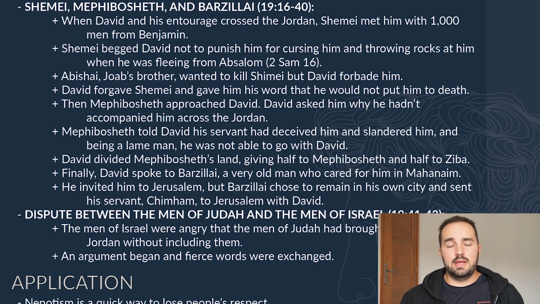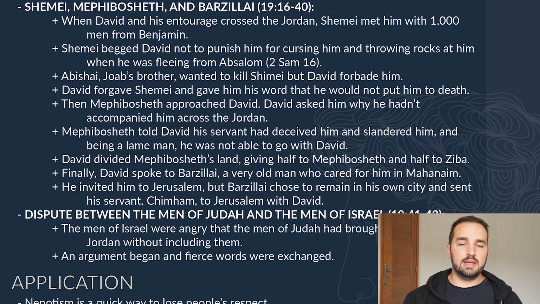Then David spoke to a guy named Barzillai. He was a very old man who had cared for David when he was in Mahanaim, and he invited him to come to Jerusalem. But Barzillai, he was very old. He chose, no, I want to remain and die in my own city. And so he sent his servant to Jerusalem instead. His servant's name was Chimham, and he went with David across the Jordan.